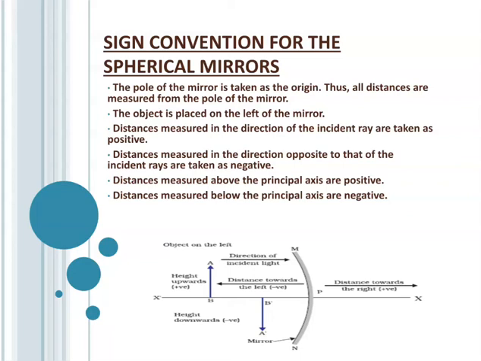Distances measured above the principal axis are positive, that is height of the object and erect image are positive. Distances measured below the principal axis are taken as negative, that is height of a real inverted image is negative, that is perpendicular height below the principal axis is taken as negative.